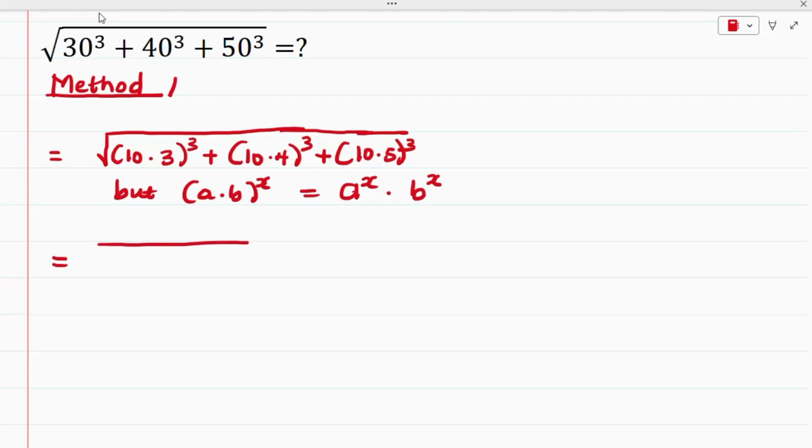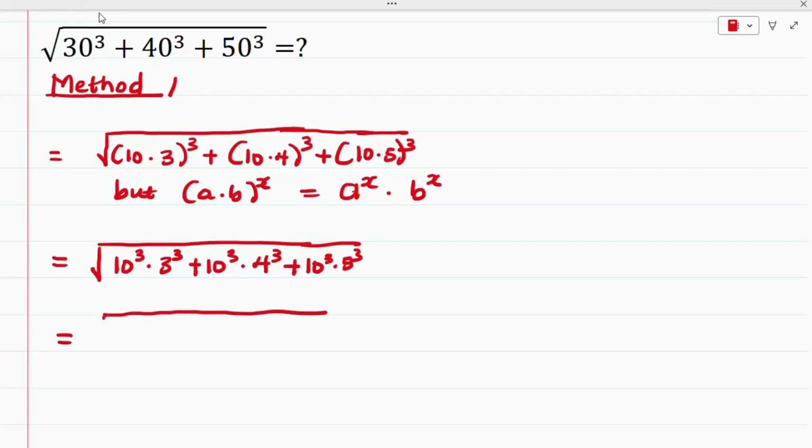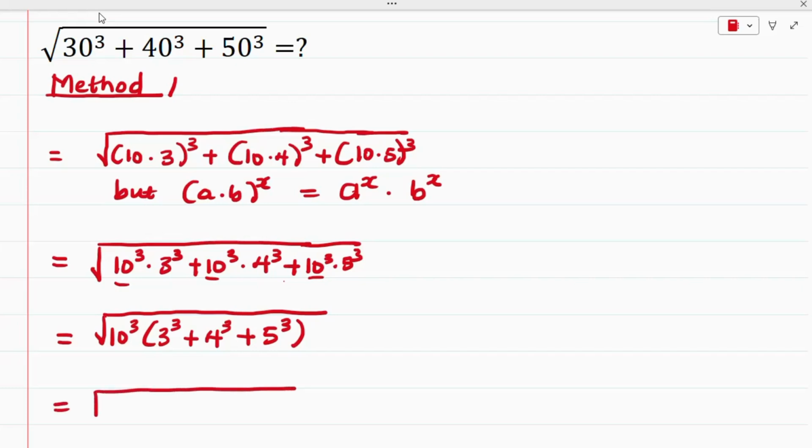So this is equal to the square root of 10 raised to the power of 3 multiply 3 raised to the power of 3, plus 10 raised to the power of 3 multiply 4 raised to the power of 3, plus 10 raised to the power of 3 multiply 5 raised to the power of 3. Alright, so now we have 10 raised to the power of 3 to be a common term, so if we factor that out, we have 3 raised to the power of 3 plus 4 raised to the power of 3 plus 5 raised to the power of 3.